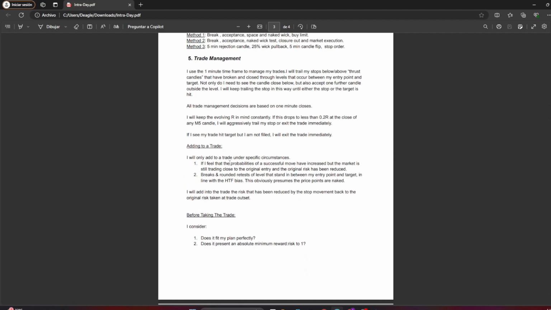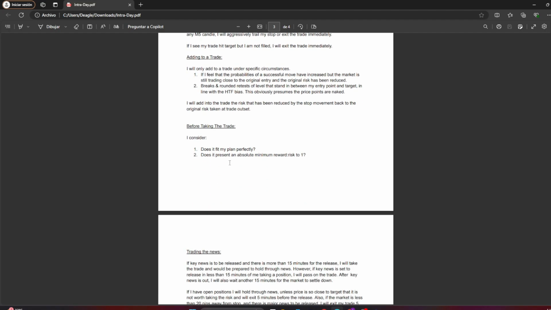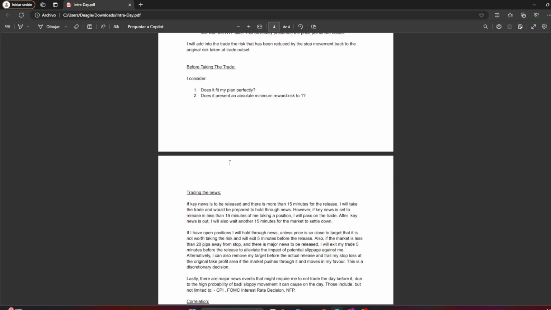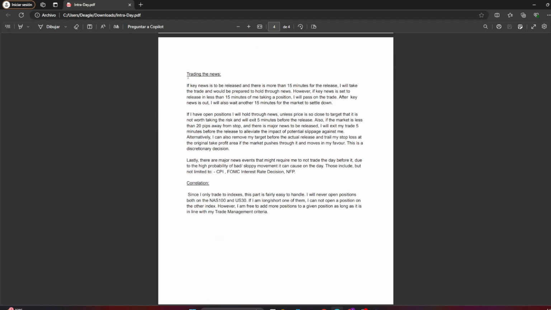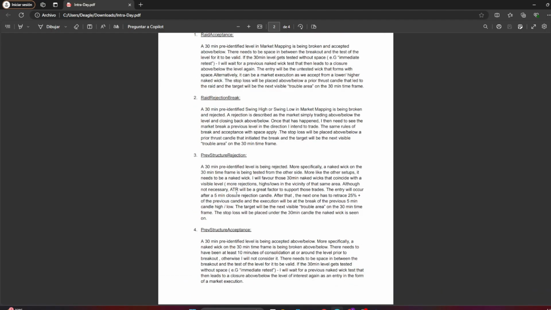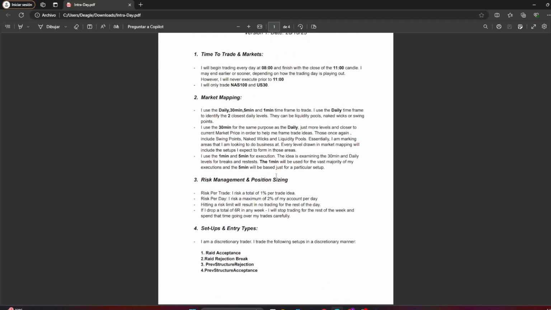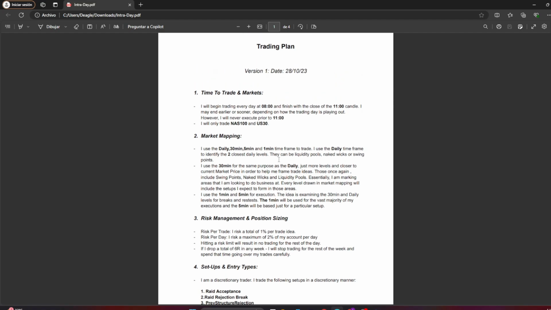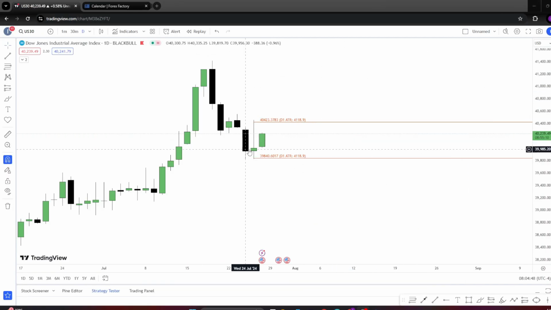First off, you can see that I have everything very much detailed, because that's going to make my decision-making process a lot easier. From trading the news, what do I do when key news is scheduled and I'm potentially looking to take a trade? Everything is covered, so I have the minimum inputs or decision-making that I need in a given session: from correlation, trading news, trade management, the setups that I trade. You can see them here. The risk management that I'm going to be applying, how I'm going to be mapping my markets, and obviously the timing as well.